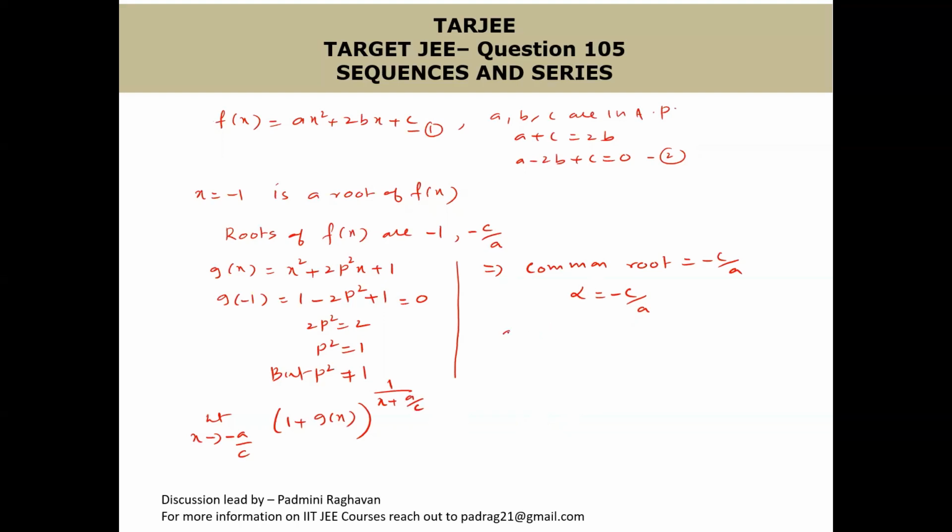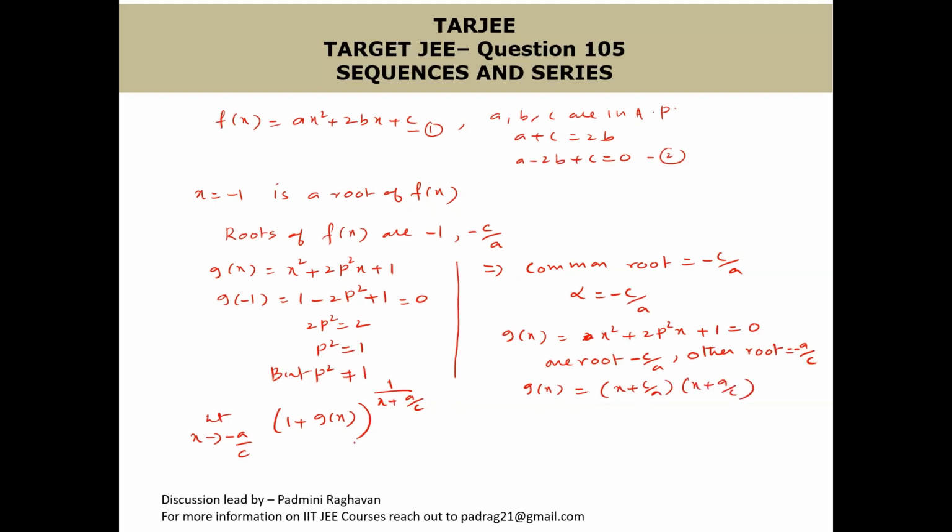Let us talk a little more about g(x). g(x) = x² + 2p²x + 1 = 0. The product of the roots is 1. We've already decided alpha is one root, which is −c/a. So the other root is going to be, since the product of the roots is 1, −a/c. So my g(x) is nothing but (x + c/a)(x + a/c).